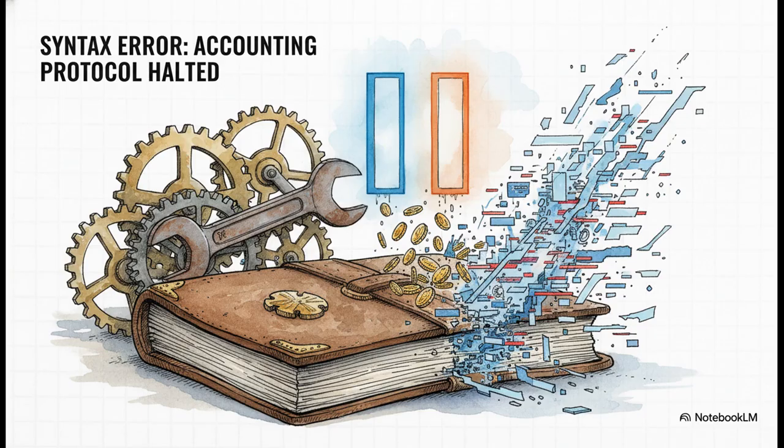Think of it like this. Just like a computer program completely freezing up because of bad code, the system treats a lack of accounting transparency as a strict syntax error. It automatically halts the transaction to prevent any structural damage to the ledger.